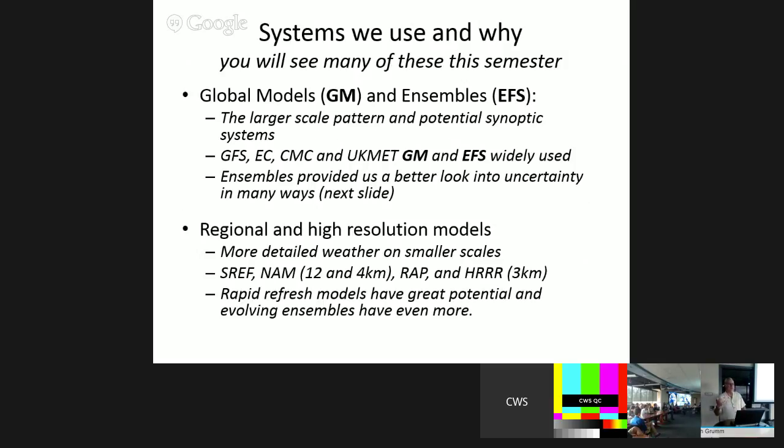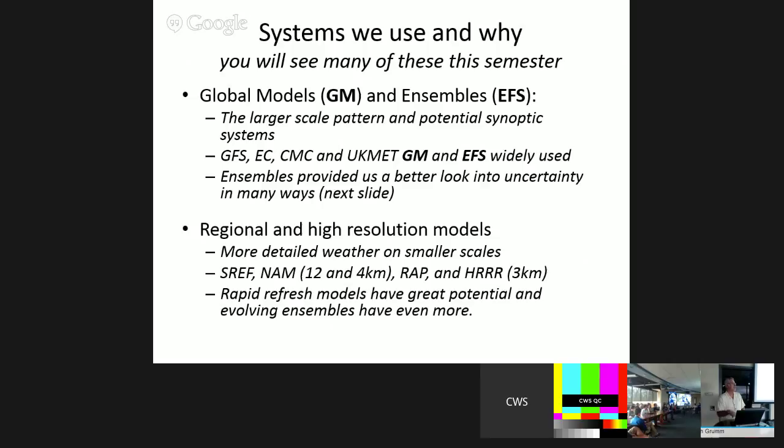So the systems we use and why we should use them, and over the semester you'll see a lot of them. For the longer range weather, you'll see a lot of people use global models, or GMs, and they'll talk about ensembles, and I'll use EFS as a short-term acronym. I work for the government. We take a class in acronyms when we get our jobs. They're good for the large-scale pattern and potential synoptic systems. The more used ones, like I said, are the GFS, the EC, the CMC, and the UK Met.